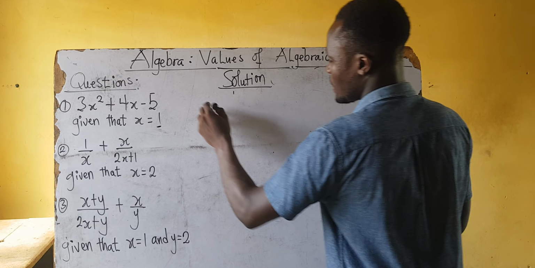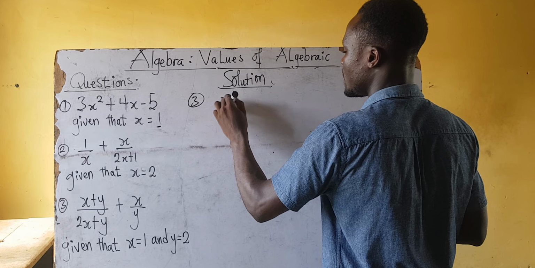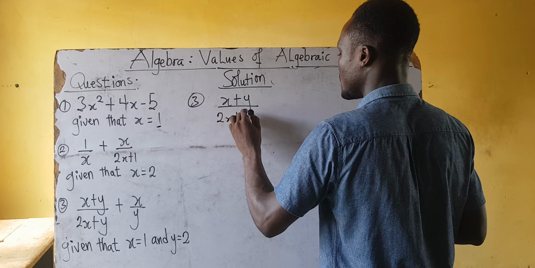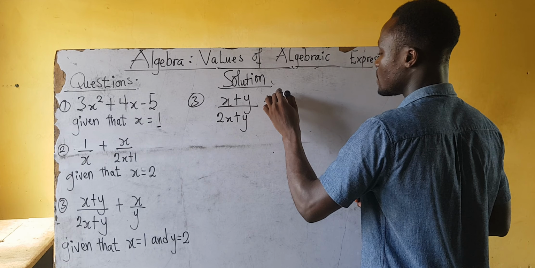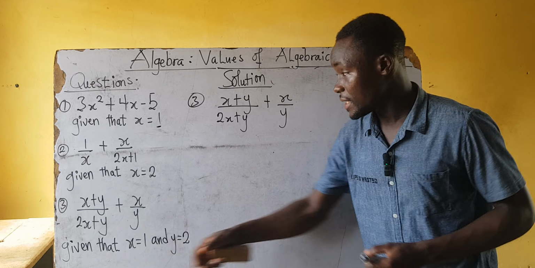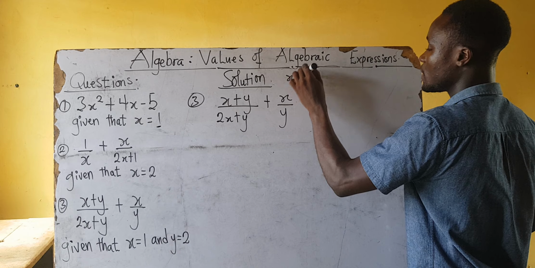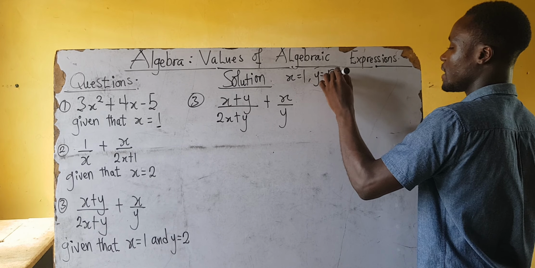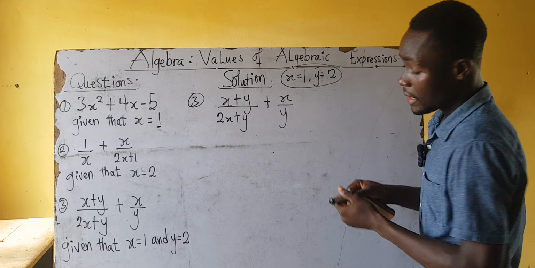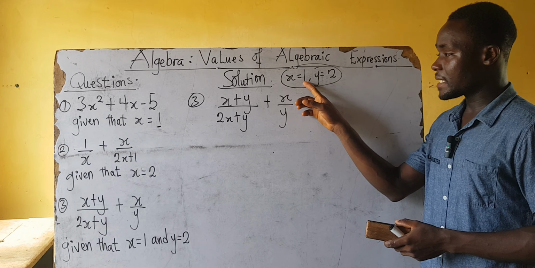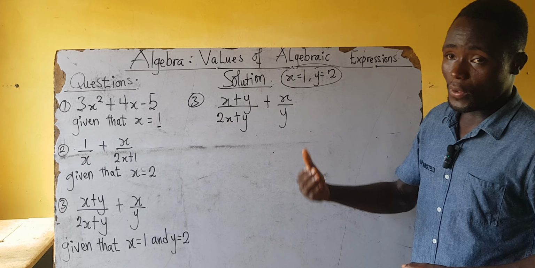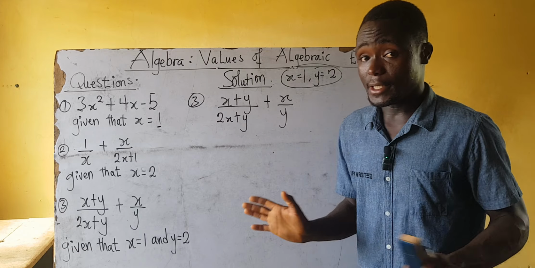So my question number 3, I have the expression to be x plus y all over 2x plus y, plus x over y. Okay, so in solving this, remember the value of x had been given us. Let me state the value of x here, which is 1, and here y was also given us 2. So that means that we are going to find the value of the expression with a given value of x as 1 and y to be what? 2. So having the algebraic fractions here, what I'm going to do is I'm going to do substitution to make it easy.